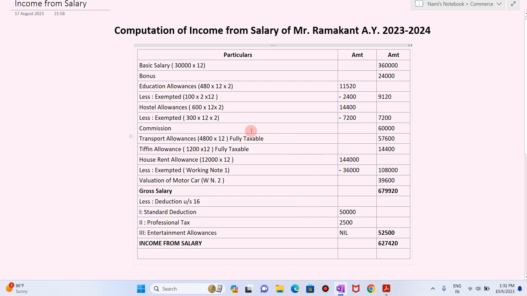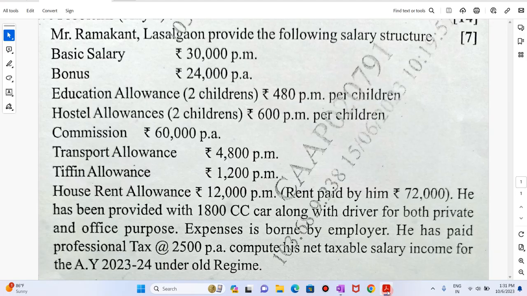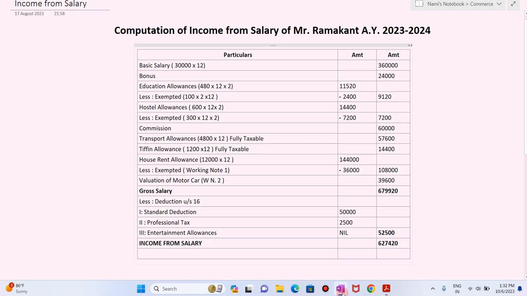Okay, so in this way you have to compute the income from salary. I hope students you have understood this example. This example was asked in SPPU examination April 2023. Okay, for 7 marks. So hope you have understood this example.